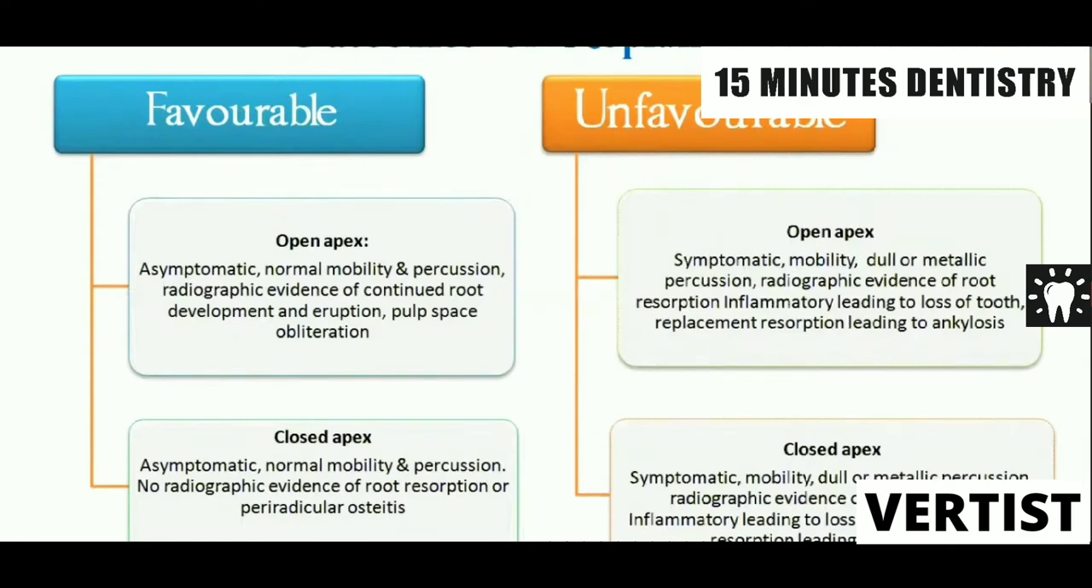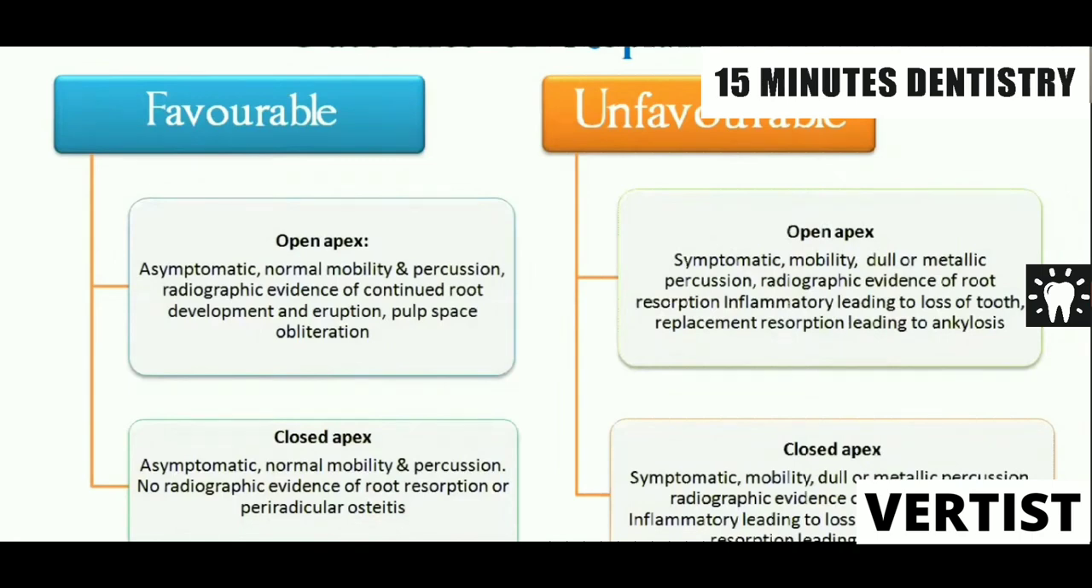Based on the periodontal ligament viability, or whether it is an open apex or closed apex, different outcomes are possible. The most favorable outcome in an open apex case is that the tooth is asymptomatic, it has normal physiologic mobility, the percussion sound is also normal, and there is radiographic evidence of continued or maybe arrested root development, and pulp space obliteration is expected, because that is a healing mechanism in an open apex tooth which has been replanted. So that is a favorable outcome.